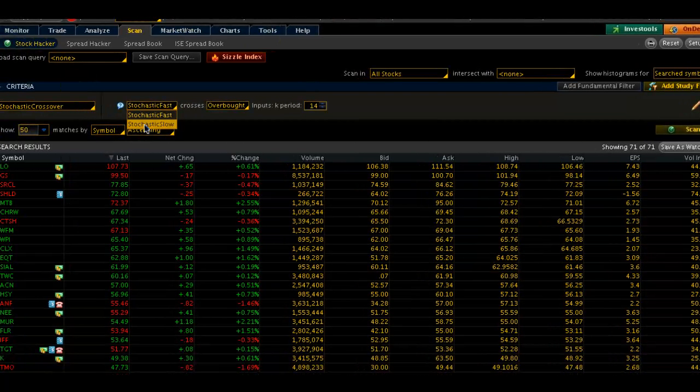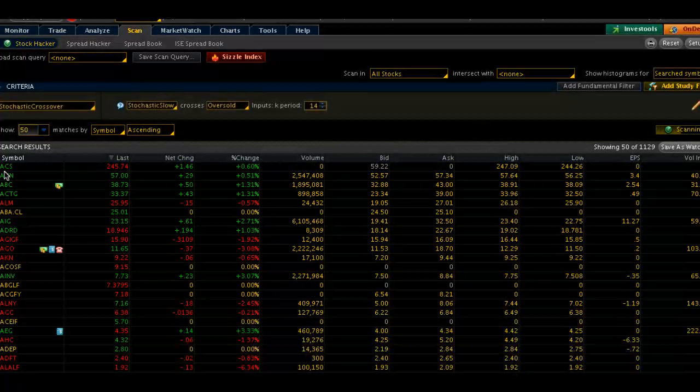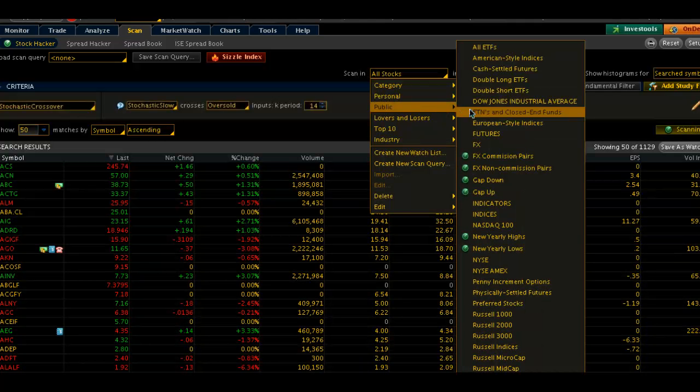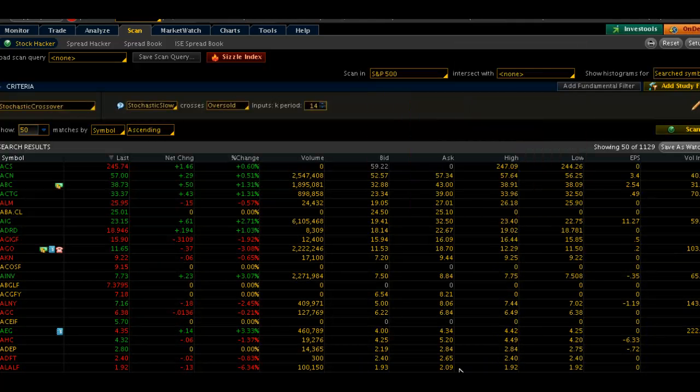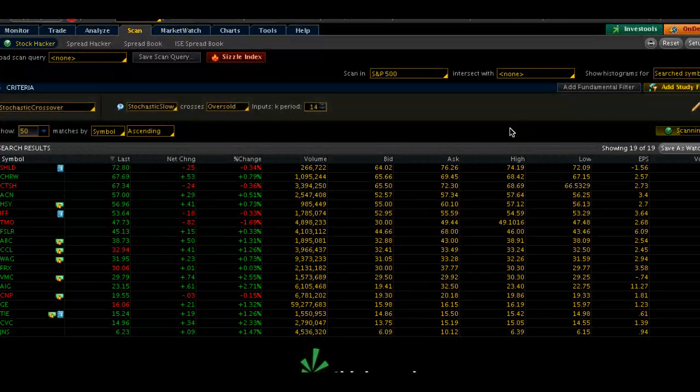The slow stochastics is basically the same thing as full stochastics: crossover, overbought, oversold. You can do oversold, K period 14, and then hit scan. It'll come up with all your results if you scan all stocks, or you can scan just the S&P 500. To be honest with you guys, I just like sticking with the S&P 500. As you can see here, we have a stochastics slow which is oversold. We have GE oversold and VMC.